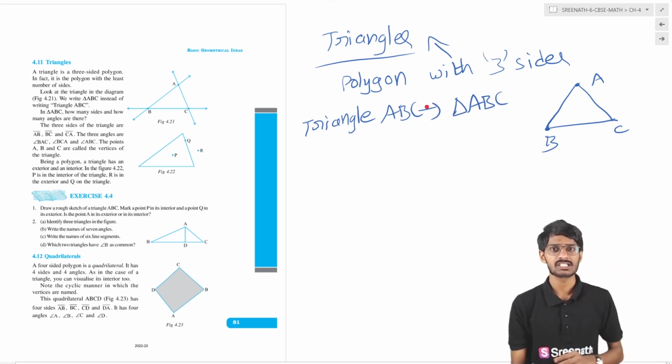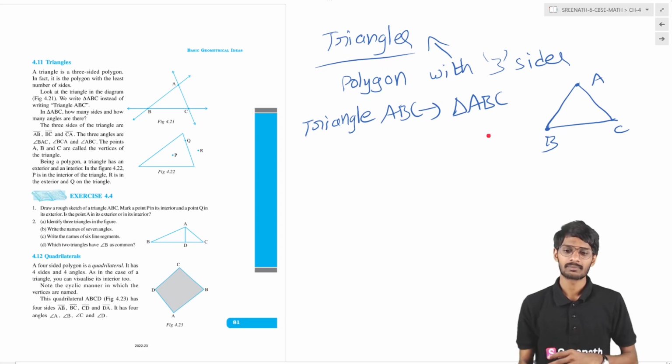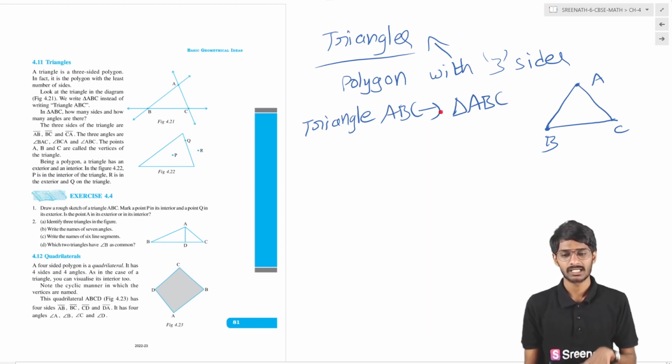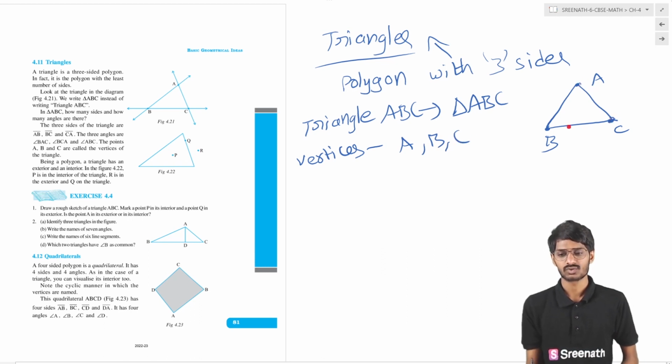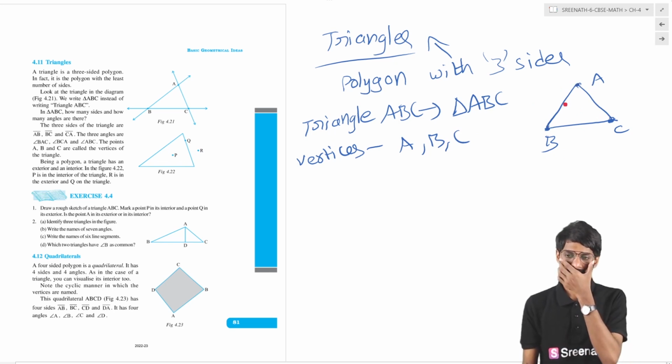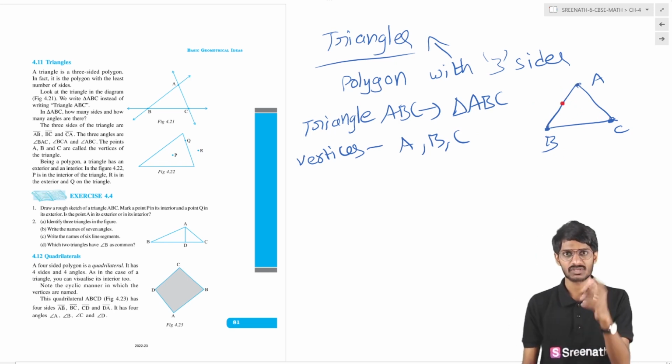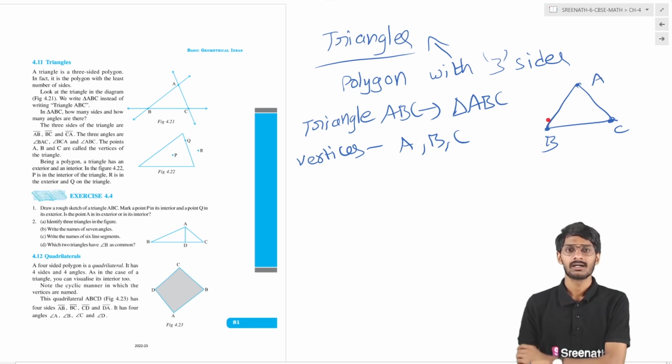In mathematics, or in physics, if you want to represent triangle ABC, you just have to write this symbol and the vertices. No need to write the English word triangle, students. So this is the way of representing triangle ABC. In this triangle ABC, what are the vertices? The vertices are A, B, C. All these are the vertices of the triangle. Vertices are the endpoints of the sides of a polygon. We call those endpoints the vertices, students. Okay, these are the vertices.